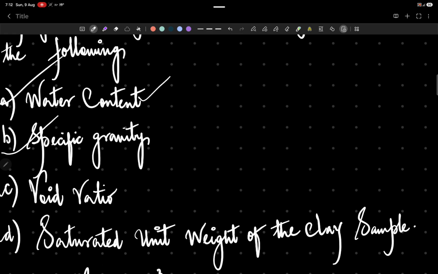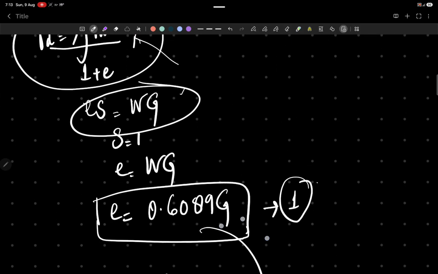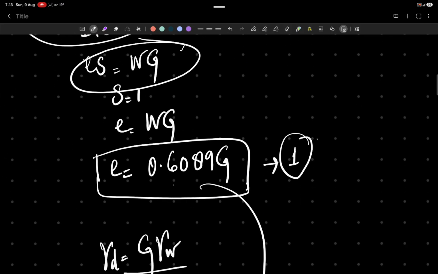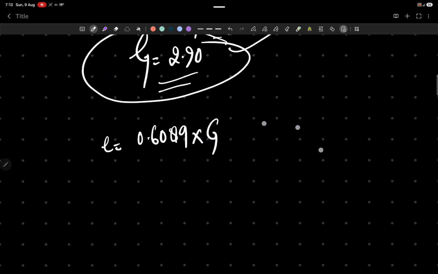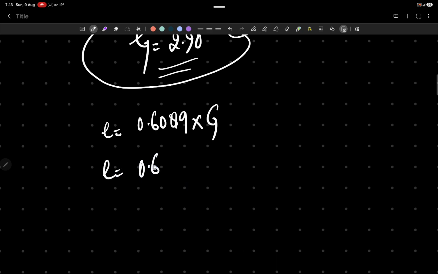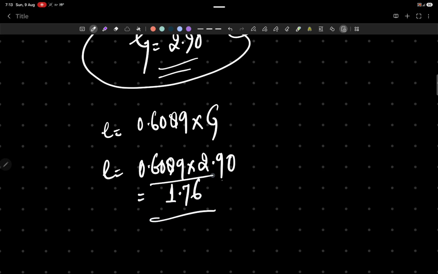Next thing is the void ratio. All right, void ratio we have to find. Using equation 1, void ratio is 0.6089 multiplied by the specific gravity. Now we know the value of the specific gravity, we can find the void ratio. Void ratio is 0.6089 multiplied by G. G we have found equivalent to 2.90, so void ratio becomes 0.6089 multiplied by 2.90, it becomes equal to 1.76. So void ratio is 1.76.